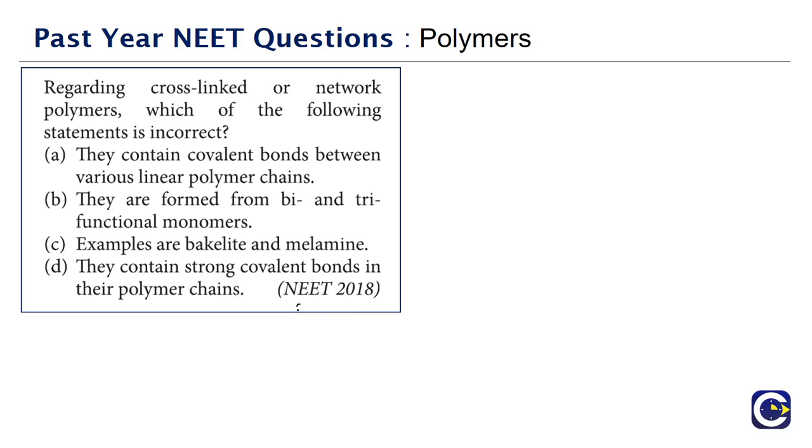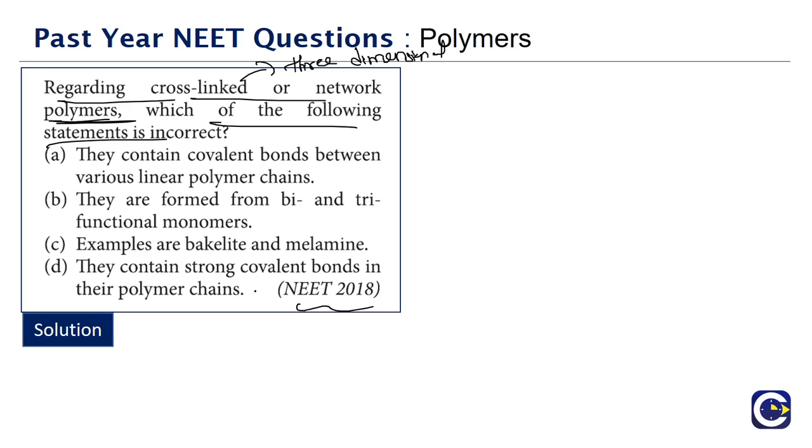Next, we have a question that has come in the NEET paper 2018. This is a kind of ambiguous question. We'll see what is the reason also. Regarding the cross-linked or network polymers, we also consider them as 3-dimensional polymers. Which of the following statements is incorrect?